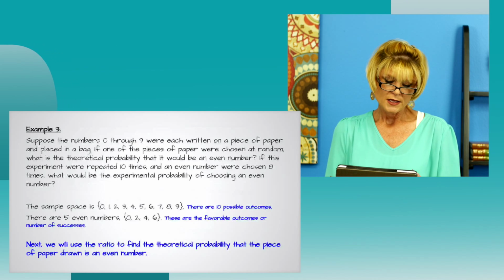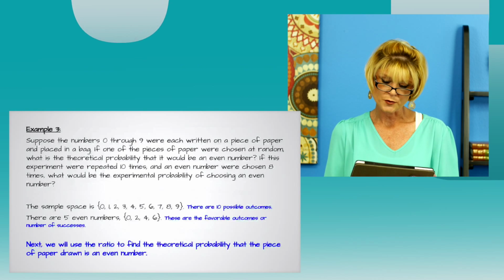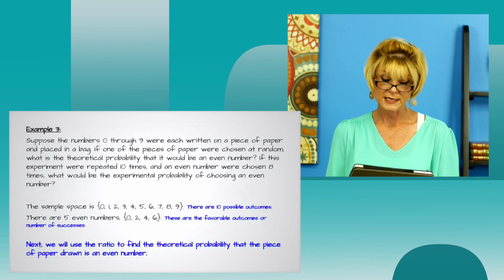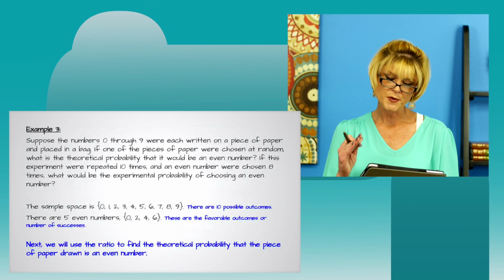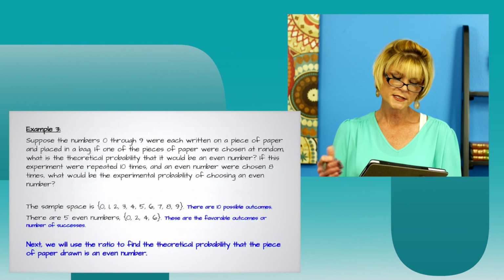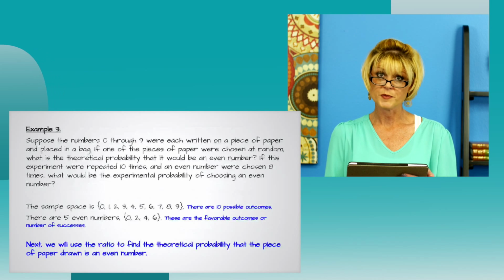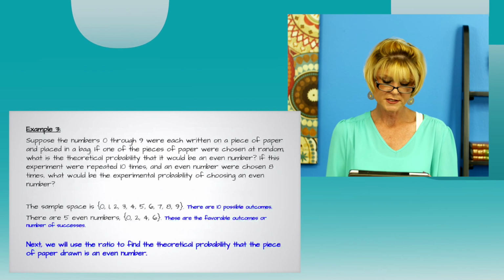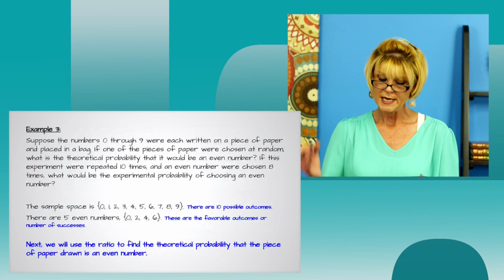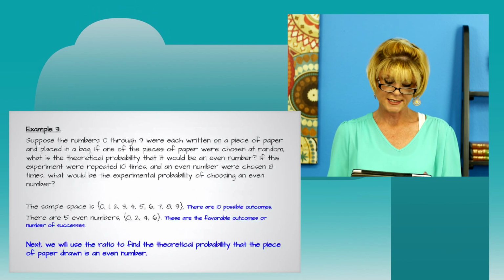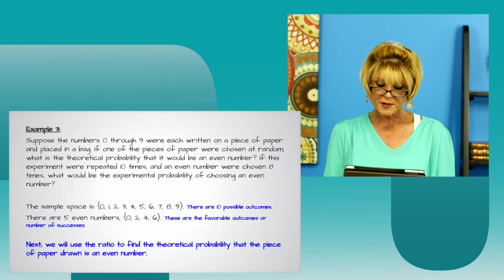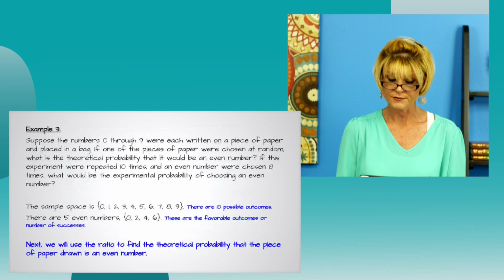Last example. Let's suppose that the numbers 0 through 9 were each written on a piece of paper and placed in a bag. If one of the pieces of paper were chosen at random, what is the theoretical probability that it would be an even number? If this experiment were repeated 10 times and an even number were chosen 8 times, what would be the experimental probability of choosing an even number?